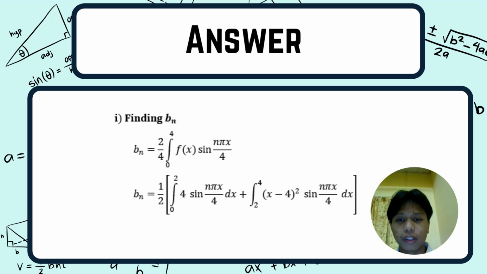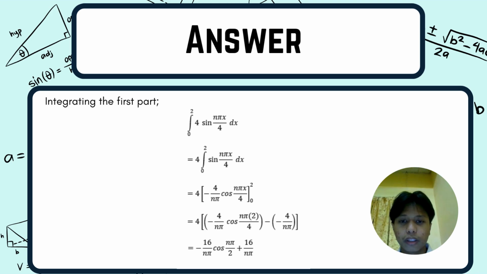So the first step is to find bn. After we substitute every value into the bn equation, we get 1 over 2 in brackets, integration from 0 to 2, 4 sin(n pi x over 4) dx plus integration 2 to 4, (x minus 4) squared sin(n pi x over 4) dx. We can divide this into two parts: the first one is integration from 0 to 2, and the second one is integration from 2 to 4.